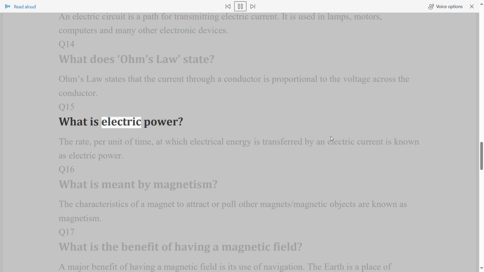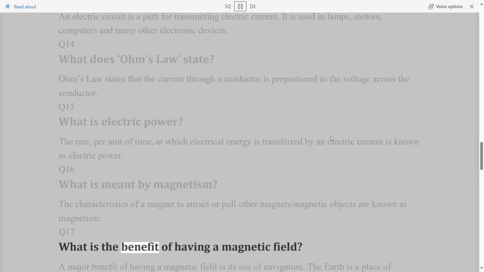Q15. What is electric power? The rate, per unit of time, at which electrical energy is transferred by an electric current is known as electric power. Q16. What is meant by magnetism? The characteristic of a magnet to attract or pull other magnets or magnetic objects is known as magnetism.